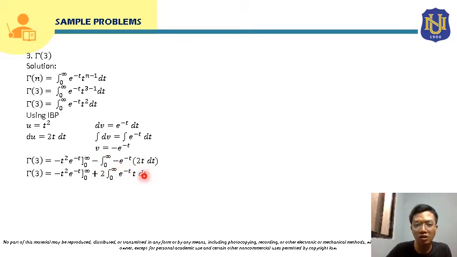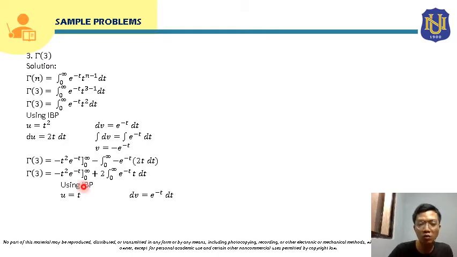So we will use IBP again for this term, since this is a combination of exponential and algebraic function. So again, using IBP, we will assign functions for u and dv. For u, we will put the algebraic because that comes first in LIATE, before exponential.